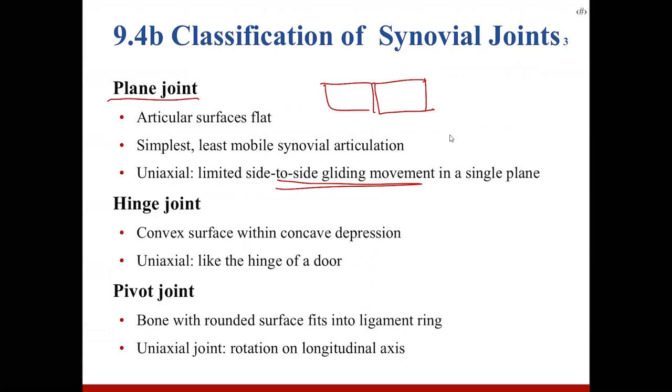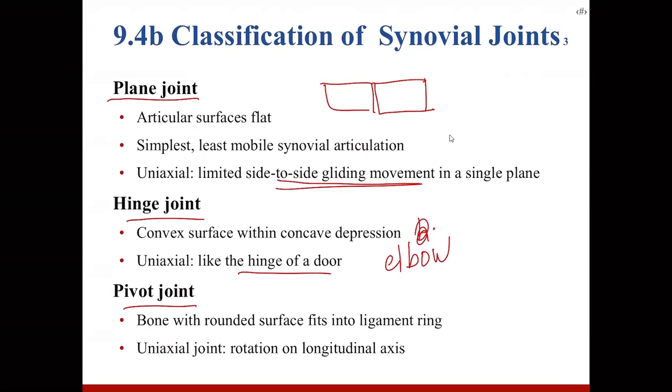I'm trying to think of an example. I wonder if I have an example in here. There's an example in the book. Okay, a hinge joint. So it moves in one direction. So that's more like a hinge of a door. And this is your elbow.